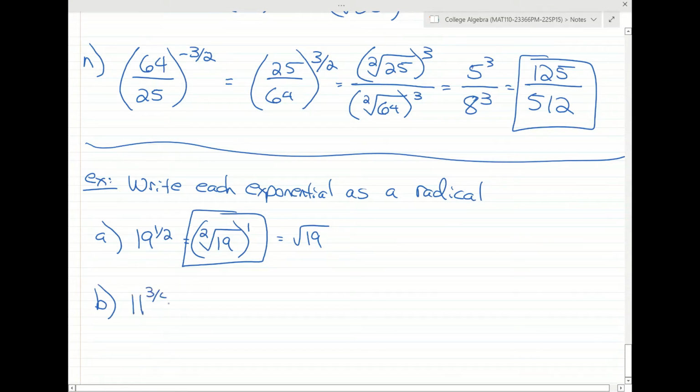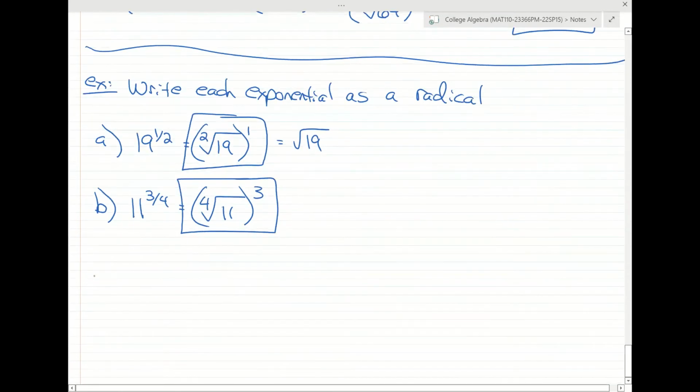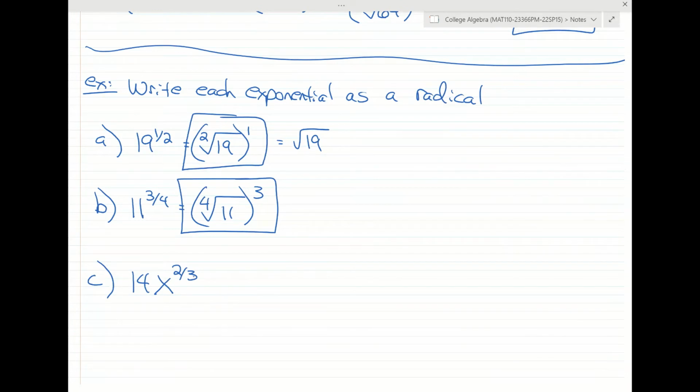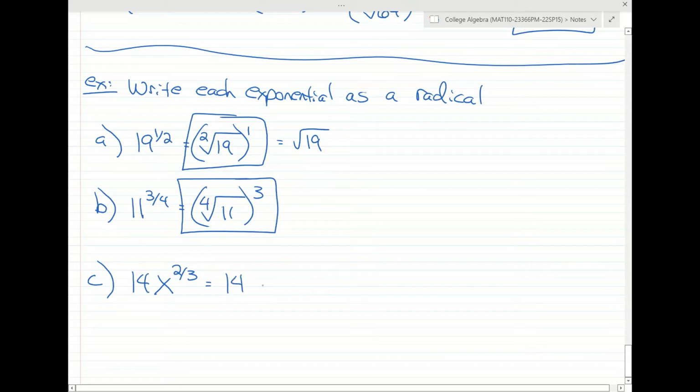11 to the 3/4, which means the fourth root of 11 to the third power. 14 times x to the 2/3. Now the 2/3, is that on the 14 and the x, or is that just on the x? Just the x, right? So the 14 is there just as like a decoy, but then we write the cube root of x to the second power, or 14 times the cube root of x to the second. Either one of these is fine.